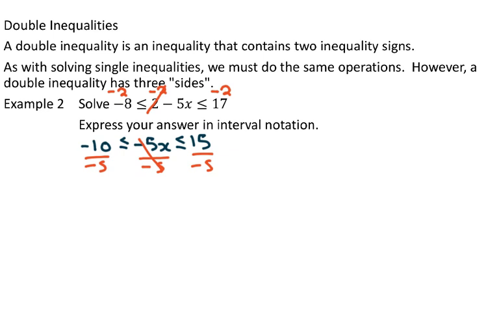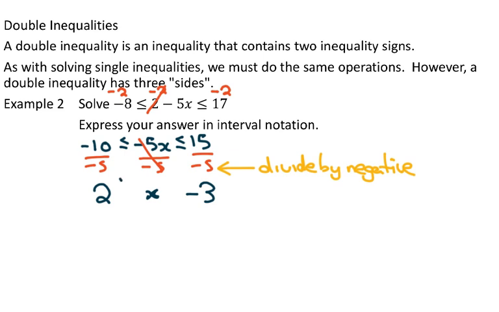Do the calculation on the left, that works out to 2. In the middle, that works out to x. And on the right, that works out to negative 3. And again, because we divided by specifically a negative, the inequalities will flip direction. And just because we have two of them doesn't change that. They will both flip direction.